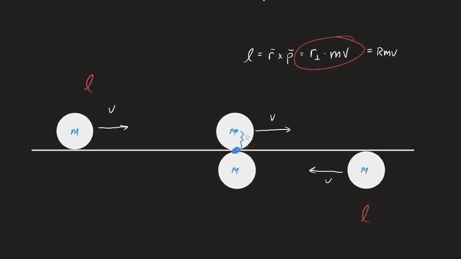And I'm going to extend that down here. This is also going to be capital R MV. And everything about the two disks is the same. So its linear momentum, this one on top is going to be MV, and this one's linear momentum is going to be negative MV. They have complementary angular momentums.